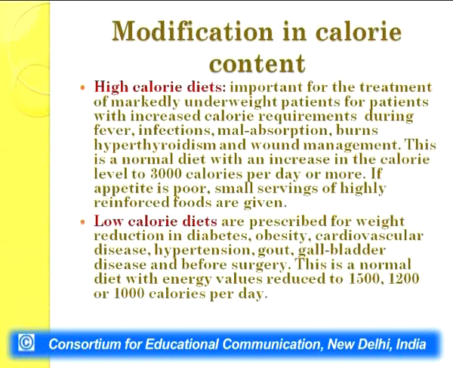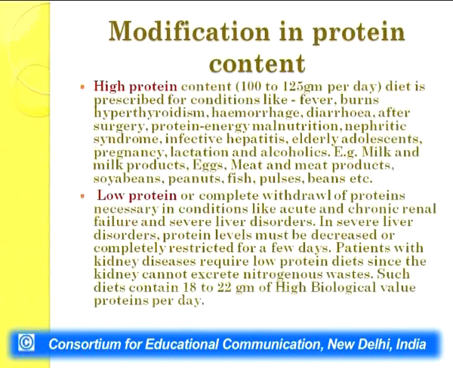If appetite is poor, small servings of highly fortified foods are given. Low calorie diets are prescribed for weight reduction in diabetes, obesity, cardiovascular diseases, hypertension, gout, gallbladder disease and before surgery. This is a normal diet with energy values reduced to 1500 to 1000 calories per day.